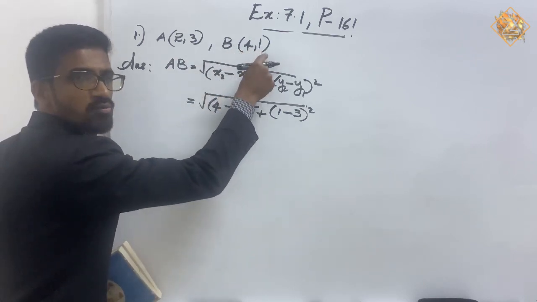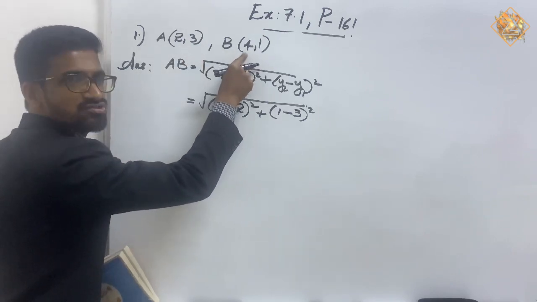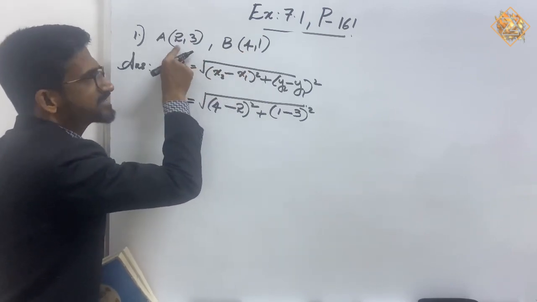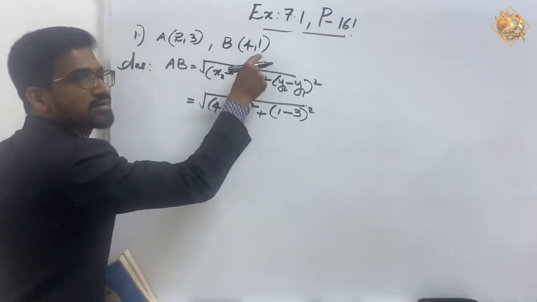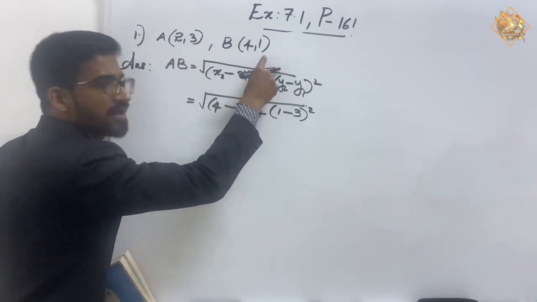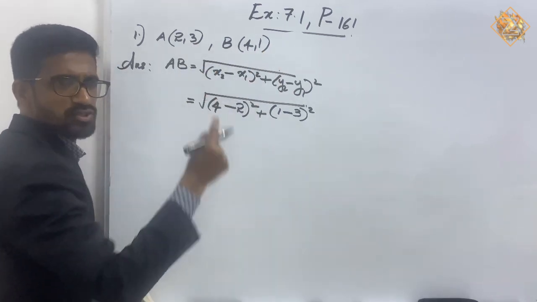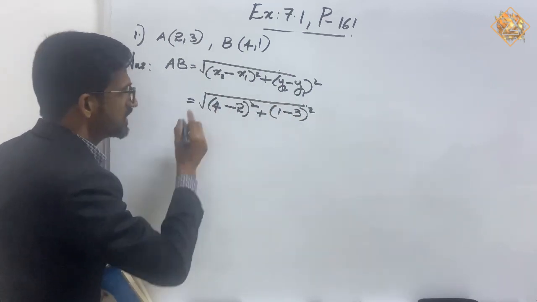x2, y2. Here, this is x1, y1. Okay, so x2 minus x1, it will be what? x2 minus x1. So here, y2 minus y1, you should not take 3 minus 1. It should be 1 minus 3. y2 here, it is 1, minus y1, it is 3. Hope you are able to understand. Okay, y2 minus y1, it should be 1 minus 3 whole square.